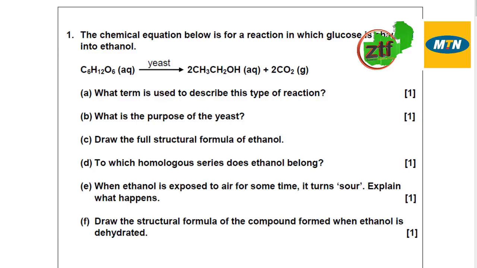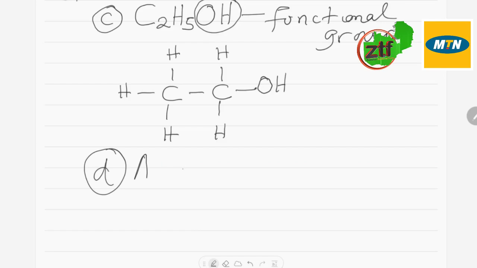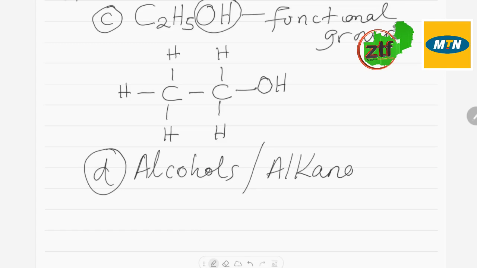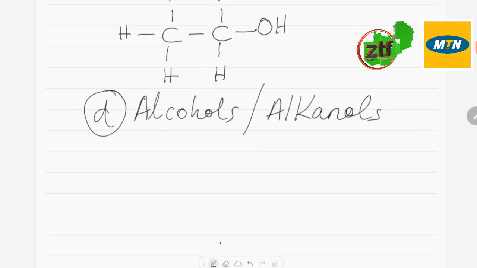To which homologous series does ethanol belong? D. The homologous series to which ethanol belongs is known as the alcohols or the alkanols. You can choose any. So ethanol belongs to alcohols, or the family of alkanols. Let's look at question E.